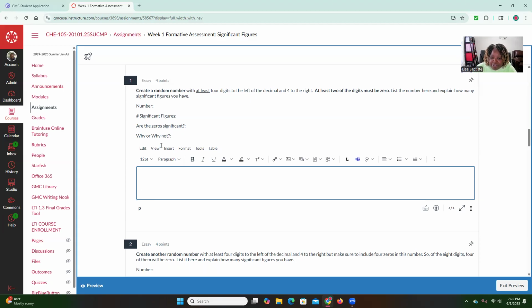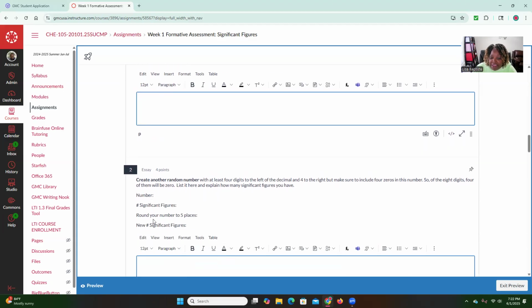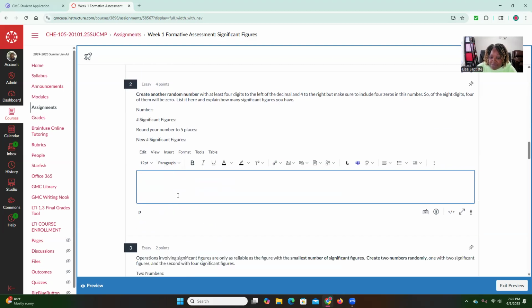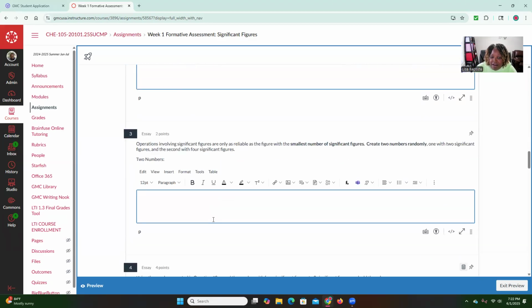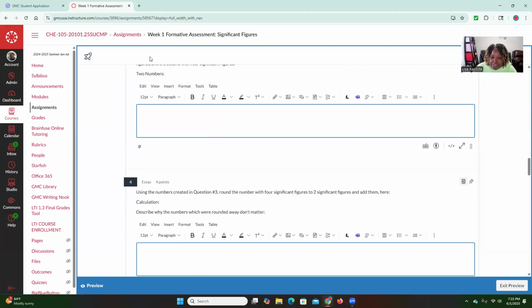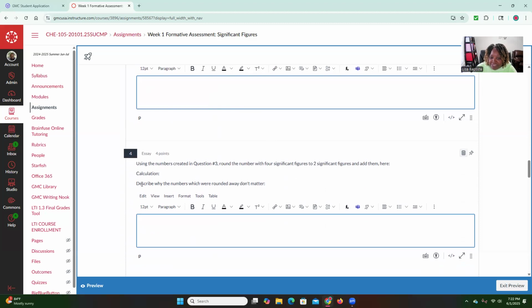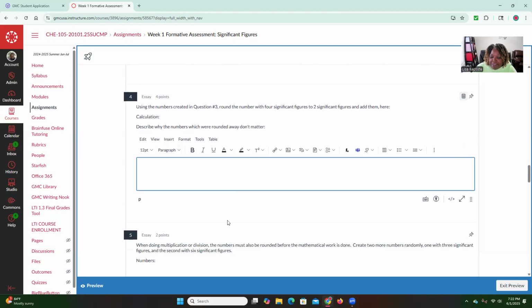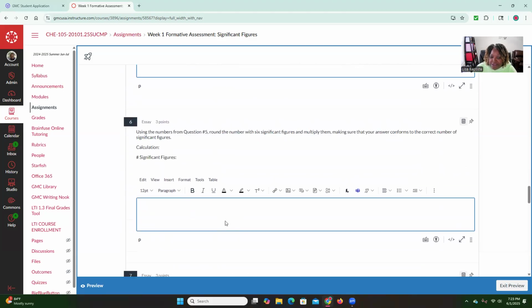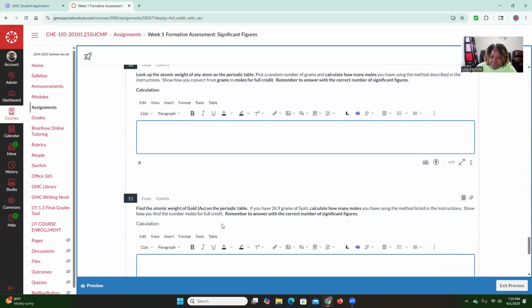So very important for each of these problems, you have to look up here underneath the information about the question. It tells you what you need to put in this space provided, okay? So it's very important that you list all these things so that you can get all the points, okay? This one needs two numbers. So I need two numbers to get the 2 points. All right, so this one is actually a calculation, and you want to describe why the numbers which are rounded away don't matter. So all of that information you need to put there. All right. And so go through each of these problems.